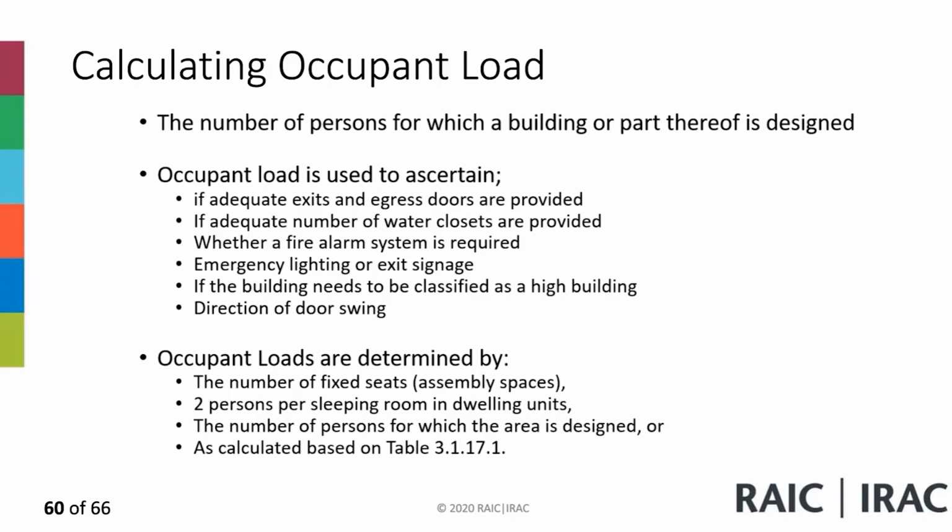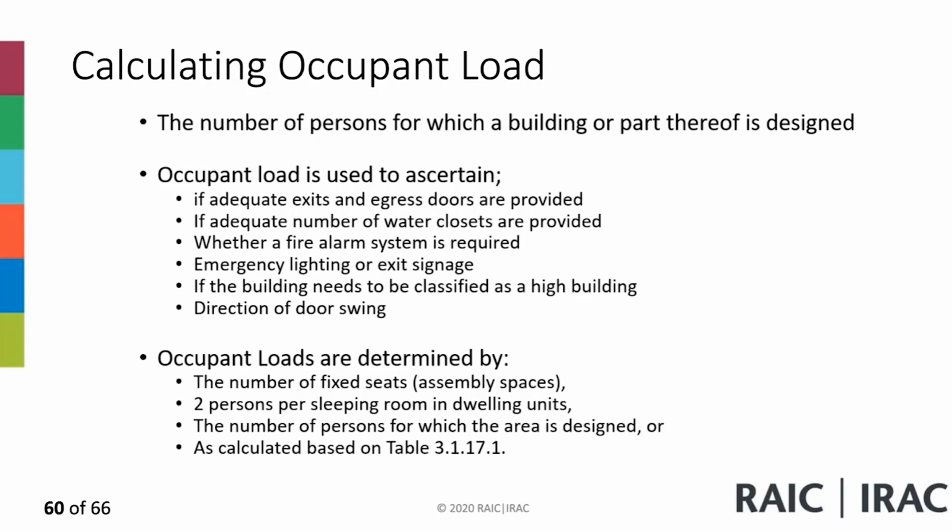Occupant loads are determined by the number of fixed seats if you are in assembly spaces or educational spaces with fixed seats, 2 persons per sleeping room in a dwelling unit, the number of persons for which the area is designed, or as calculated based on table 3.1.17.1. Another critical table for you to be aware of, and tab this one, it's 3.1.17.1. Let's take a look at it. Occupant loads. It is right before 3.2.